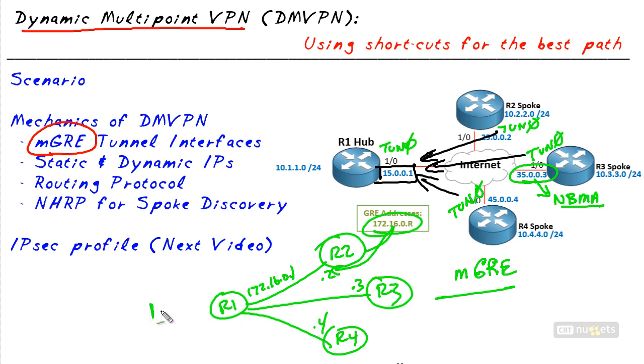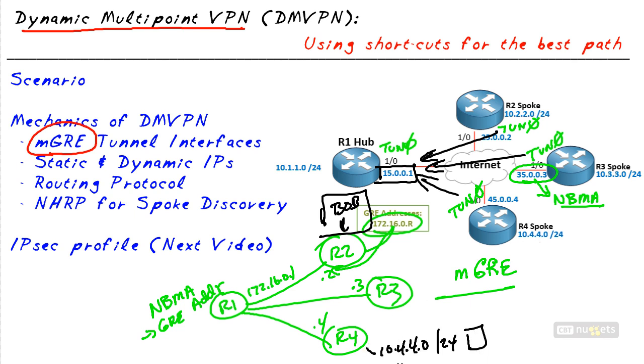He knows the NBMA addresses of those spokes, and he also knows the actual IP addresses on the GRE tunnel interfaces. So if we have Bob up here as a user on R2 who's trying to reach the 10.44 network, and maybe there's a server there he's trying to reach, the traffic would go through the tunnel up to R1, down to R4, R4 would deliver it, and the reply traffic would go back that same direction.